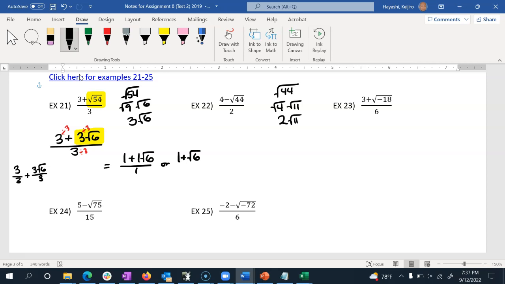Okay, so the square root of 44 can be written as 2 square roots of 11. And so we get 4 minus 2 square roots of 11 over 2. And again, you can split this up. Here's what that would look like: 4 over 2 minus 2 square root of 11 over 2.